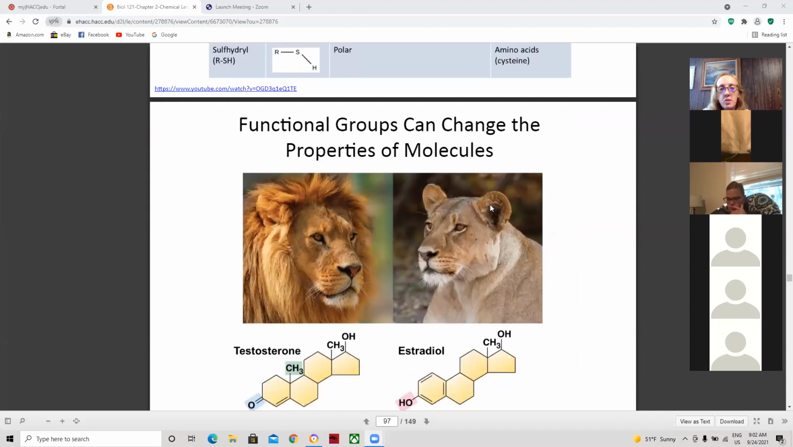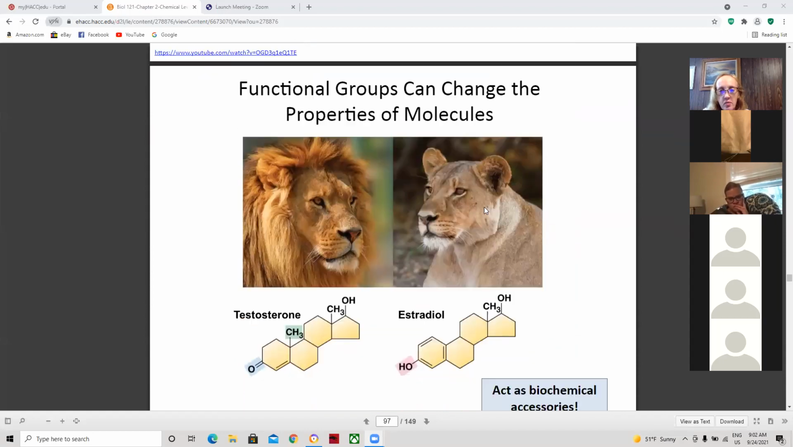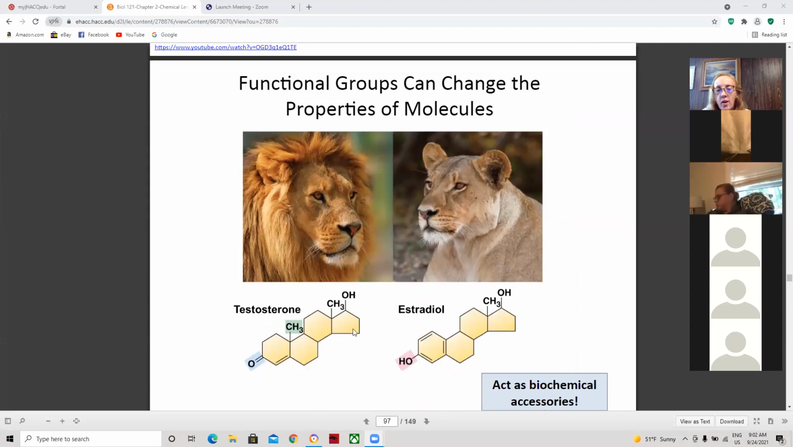So functional groups can change the properties of the molecules. We have 2 different hormones here. Estradiol results in females. Testosterone results in males. Males do create some levels of estradiol, but females don't create any testosterone.